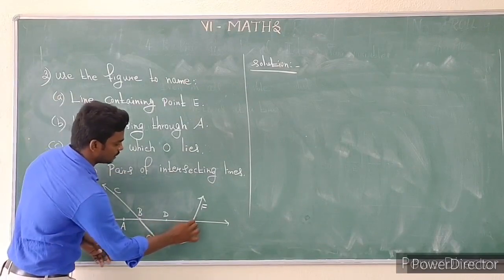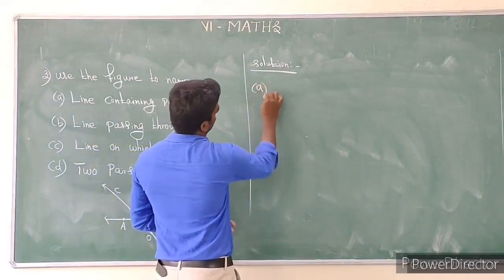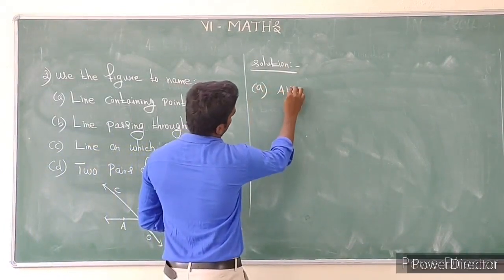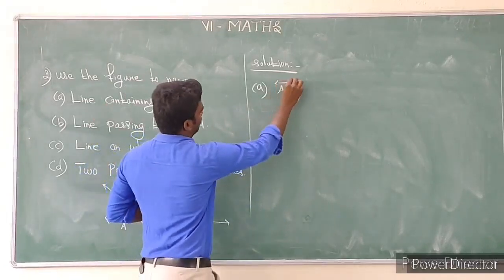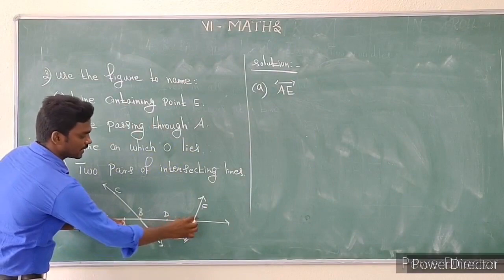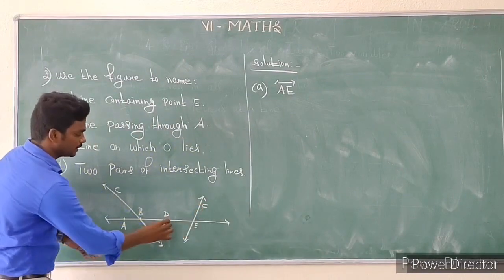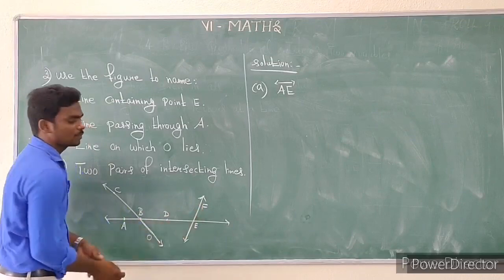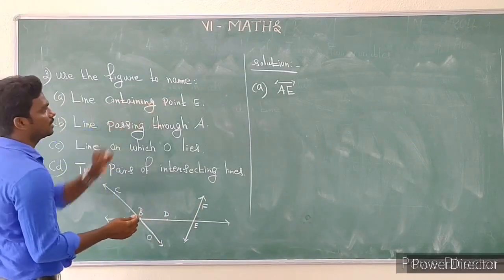Which line is contained by A? The line AE is a line containing point A. We can write AE, so AE is a line which contains point A. Otherwise, we can write FE is also a line. Next, DE is also a line which contains point A. We can choose any one line, right? So, a line containing point A.